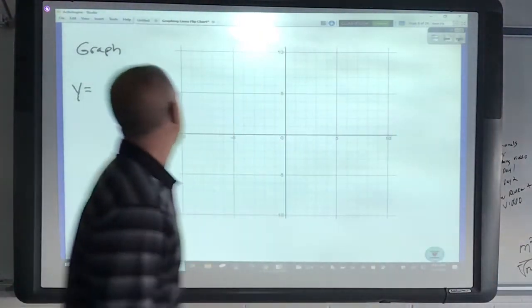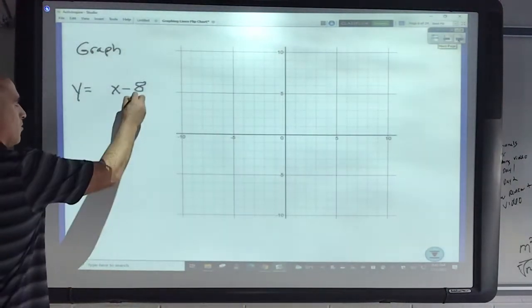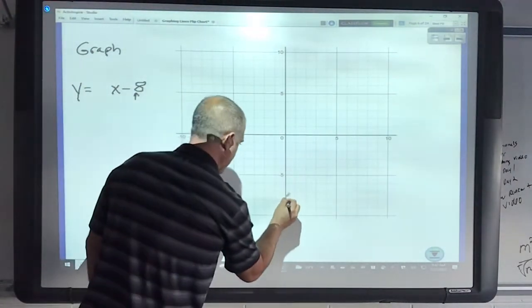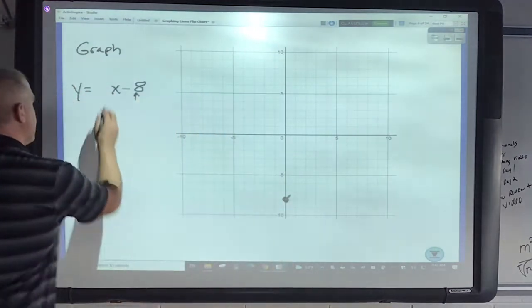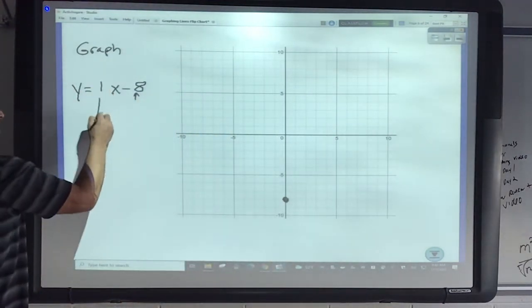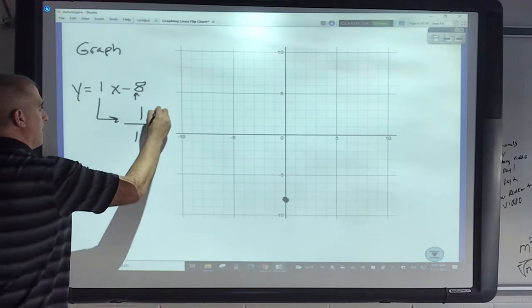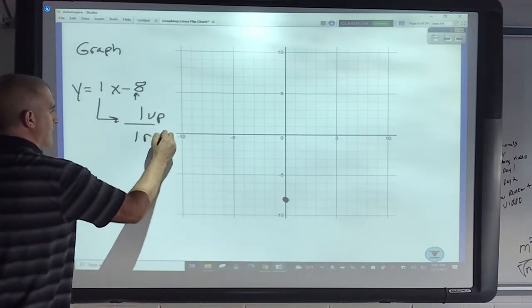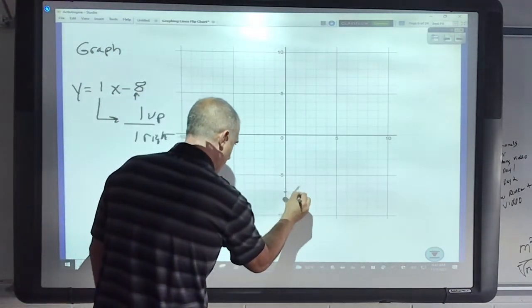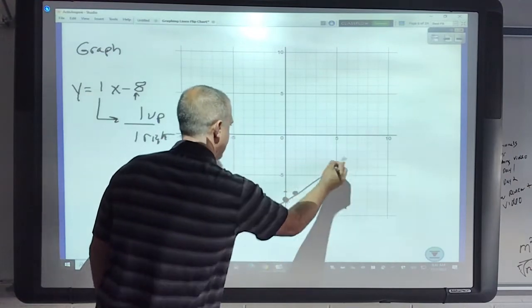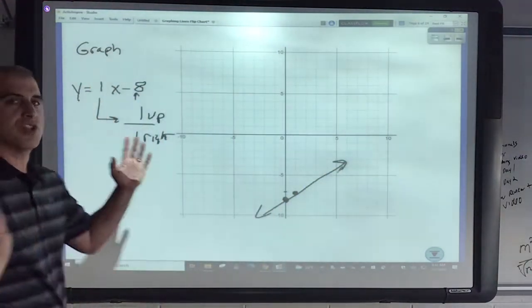Okay? All right? This one, y-intercept of -8, which would be right here. Now, what number's in front of x? 1. What is that as a fraction? 1 over 1. 1 up, 1 right. So 1 up, 1 right, connect the dots. Positive slope, positive slope. Good.